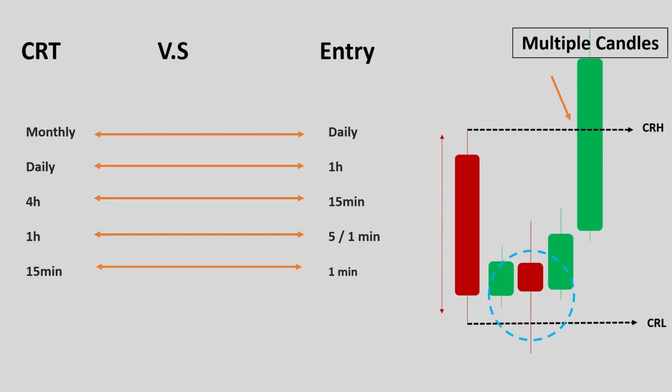This top-down approach ensures you're always aligning the big picture with the fine details. The higher time frame gives you the direction and context, while the lower time frame gives you the trigger and exact execution point. By following this structure, you'll avoid one of the most common mistakes traders make, entering blindly without syncing their analysis across multiple time frames.